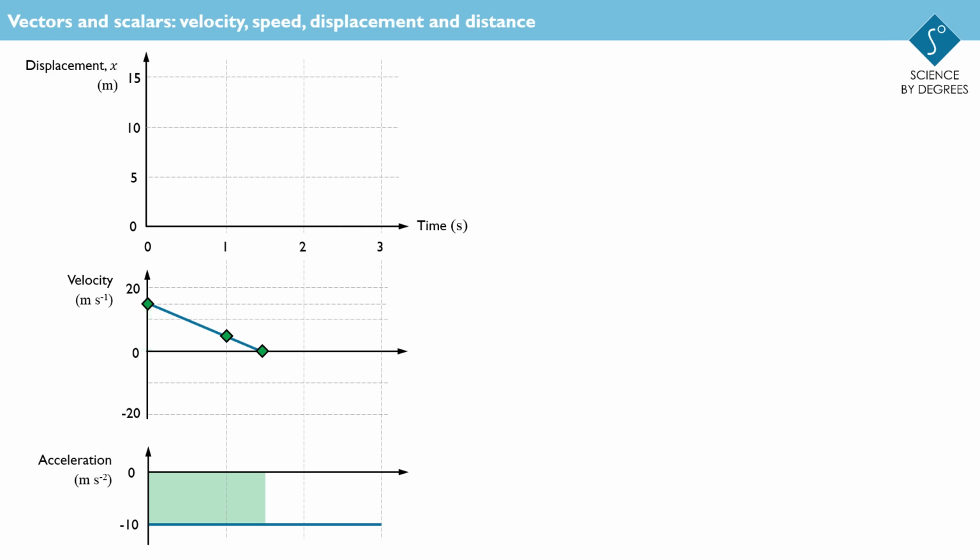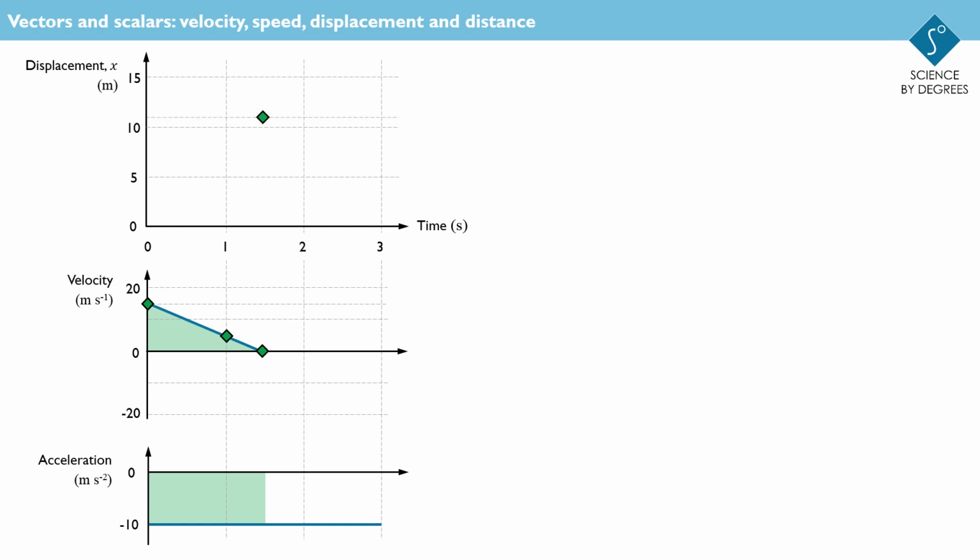In other words, integrating the acceleration function gives the velocity change. Where is the ball? At the top of its motion. And how far above its starting position is it? Well, that's given by the area under the velocity curve, half of 1.5 times 15, or 11.25 metres.